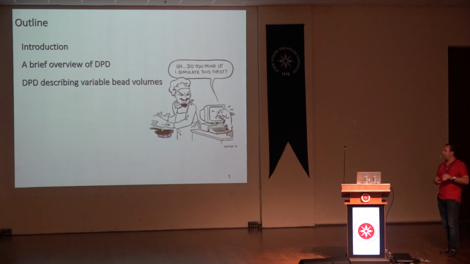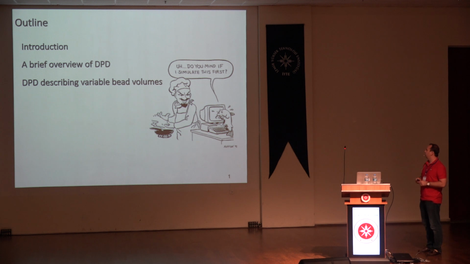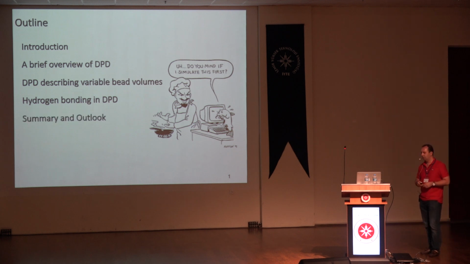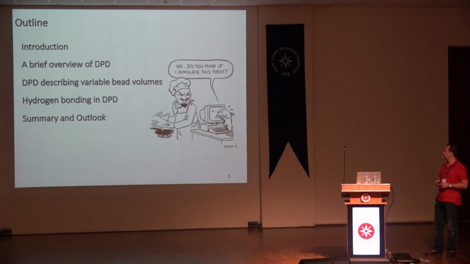And later, I would like to go more into detail of how we describe the variable bead volumes by DPD and what is the necessity behind it. And later, you can also see this as a second stage, the hydrogen bonding in DPD. And I will finish my talk by briefly summarizing the current status and what could be applied as future studies.